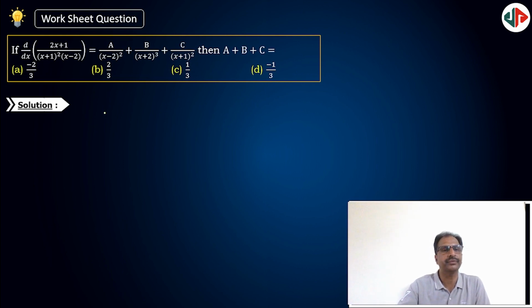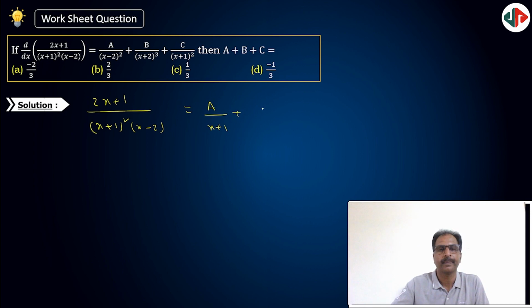Next, if the derivative of (2x + 1)/((x + 1)²(x − 2)) is equal to a/( ) + b/( ) + c/( ), then what is a + b + c? Before finding the derivative, first you have to split this into partial fractions. (2x + 1)/((x + 1)²(x − 2)) should be written as a/(x + 1) + b/(x + 1)² + c/(x − 2).